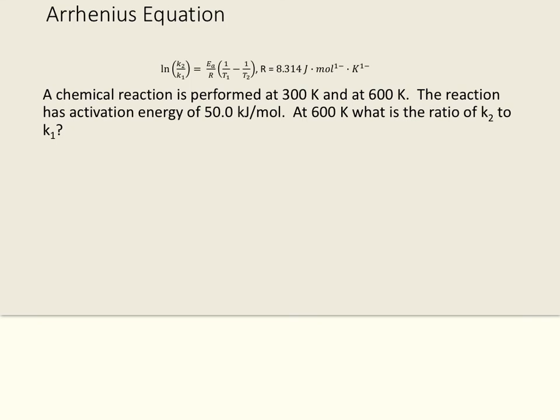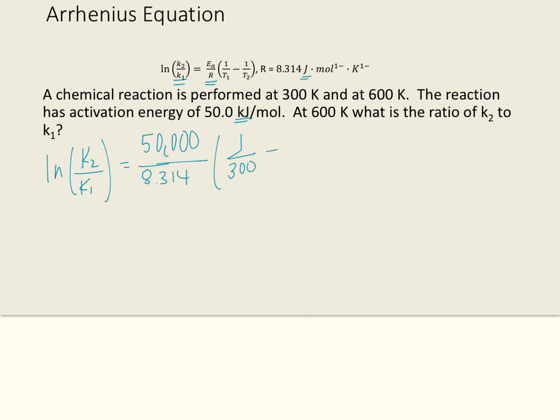So very quickly, I have this equation right here, and I'm looking for this ratio. My energy of activation is 50,000. I'm going to go ahead and convert it to joules, because R is in joules, so this needs to be in joules as well. And then 1 over 300 minus 1 over 600. All right, so if I plug that into my calculator, I get 0.001667.